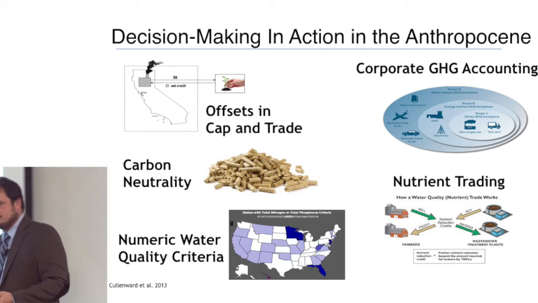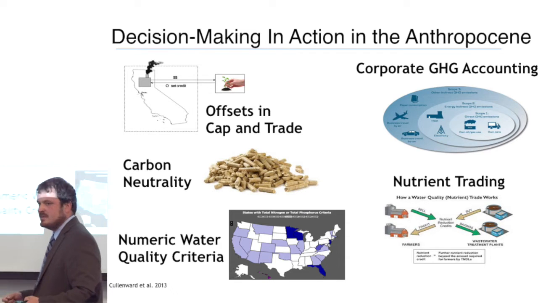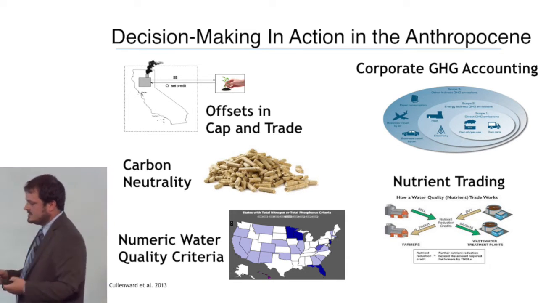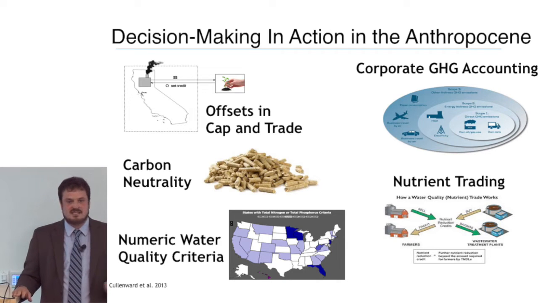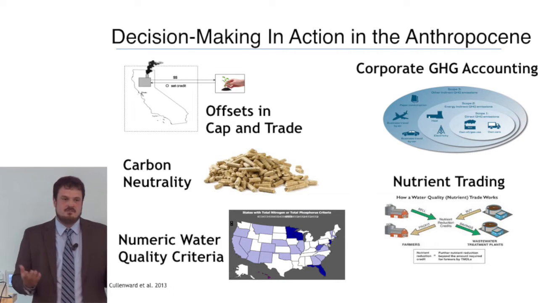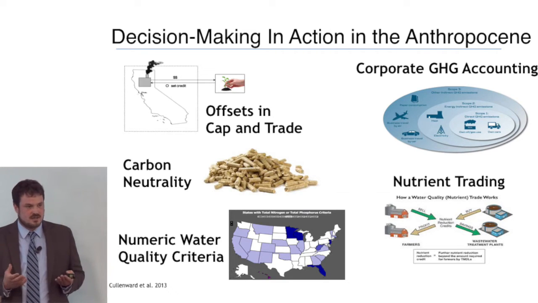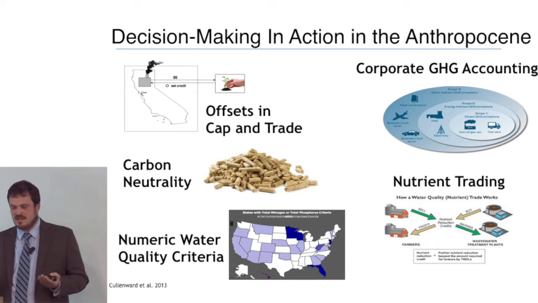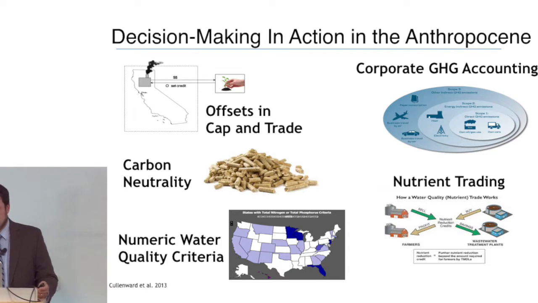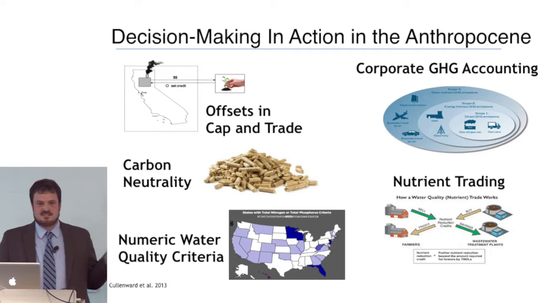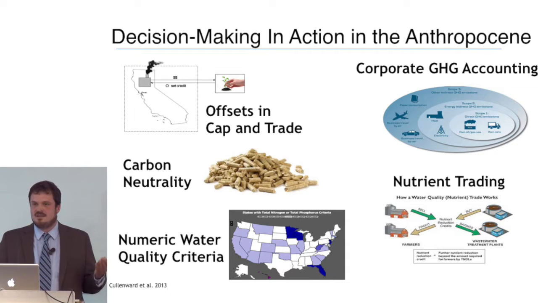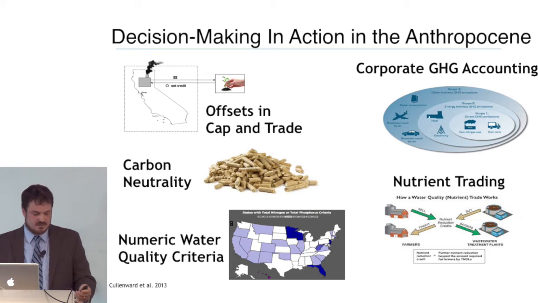We are writing these rules right now, from California's cap and trade program to arguments about whether biomass is carbon neutral, to corporate greenhouse gas accounting and different scopes, to the development of nutrient trading or numeric water quality criteria. When we're dealing with the biogeochemical problems of the Anthropocene right now, we're crafting a whole lot of rules. And so this is the space that interests me, right? How we make these decisions. This is where the ecological understanding meets the social and political understanding, and this is where I combine my understanding of global change ecology and environmental governance.